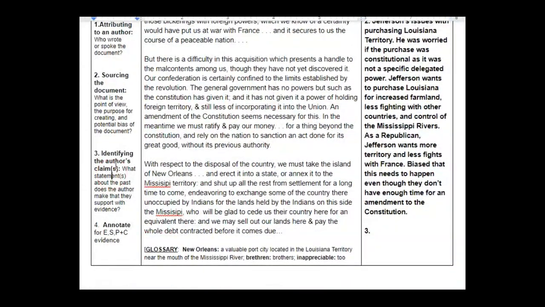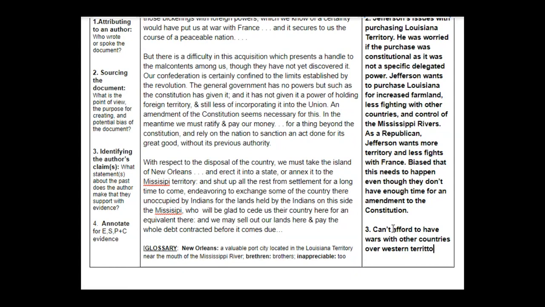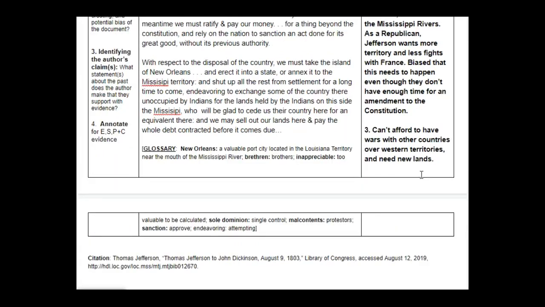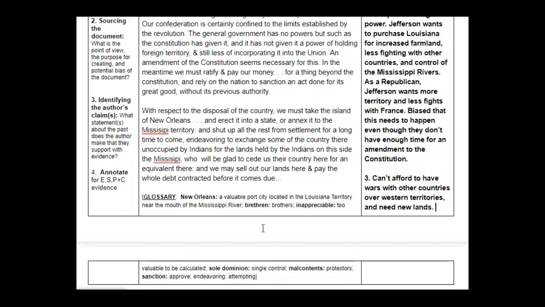Okay, identifying the author's claim. What statement about the past does the author make that they support with evidence? Okay, can't afford to have wars with other countries over Western territories. Need new lands. They have to buy it from France. I'm not writing the whole thing out. And then last step, you would annotate for economic, social, political, and cultural reasons.